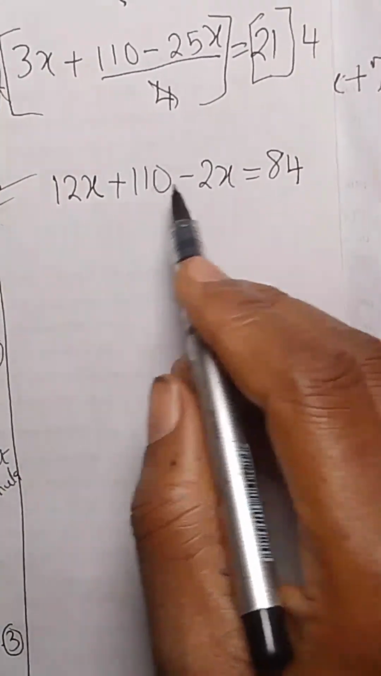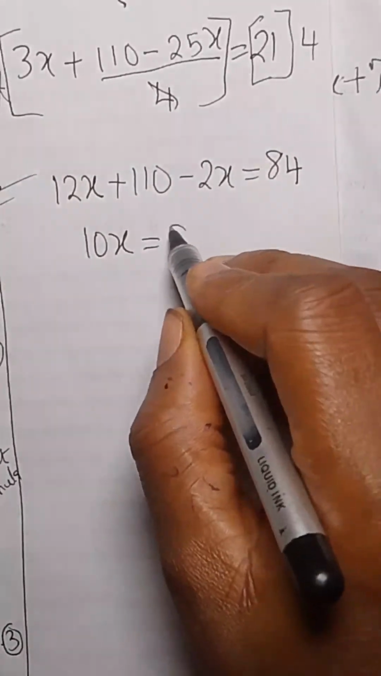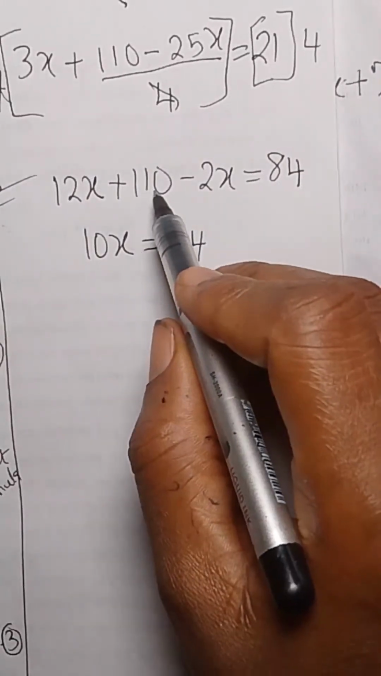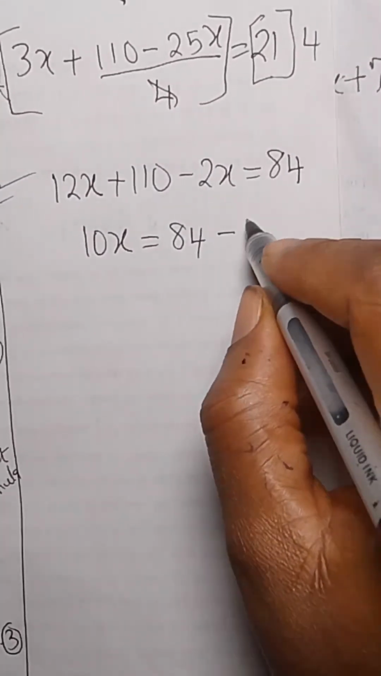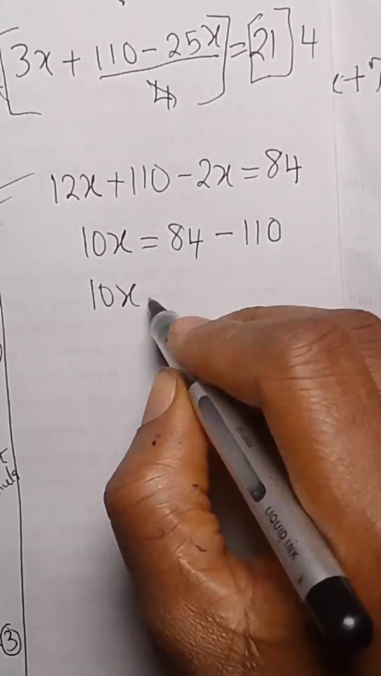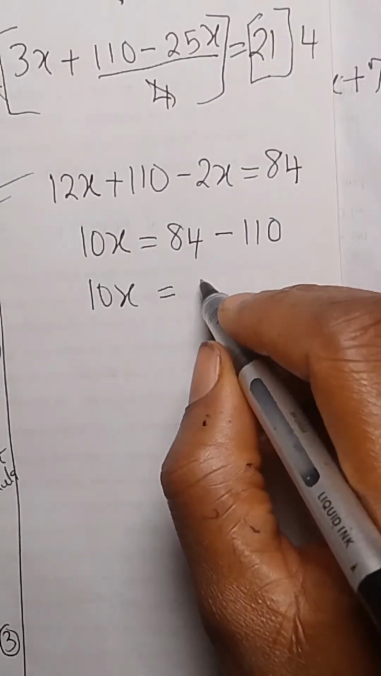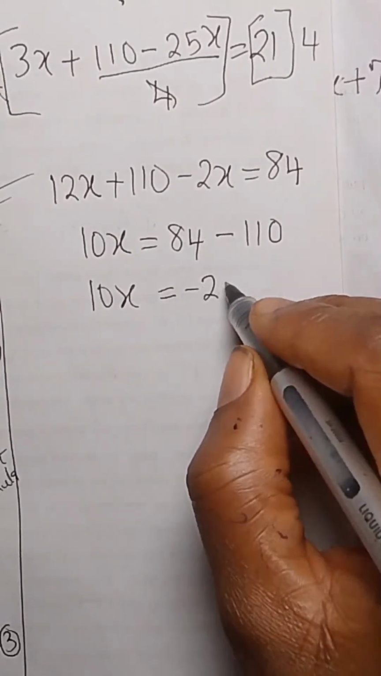Then we are going to collect like terms and simplify. So 12x minus 25x will give us minus 13x equals 84. When this 110 crosses the equality sign, it becomes minus 110. So this is minus 13x equals 84 minus 110, which is minus 26.